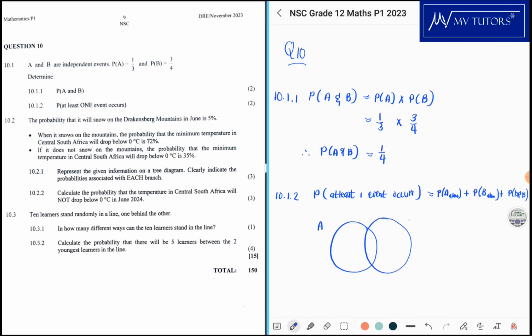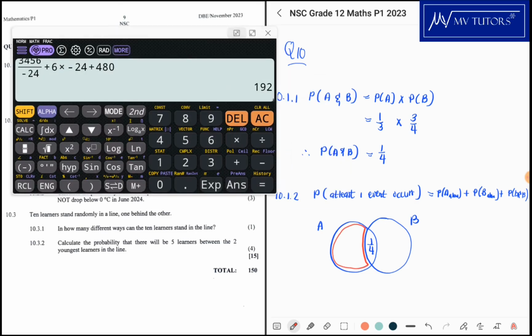So if this is A and that is B, we know that A and B is 1/4. And then we know that the whole A is actually 1/3, okay? But if I wanted to get A only, what will I say? I would say 1/3 minus the intersection, which is the quarter, and I would get 1 over 12. So A only is 1 over 12.